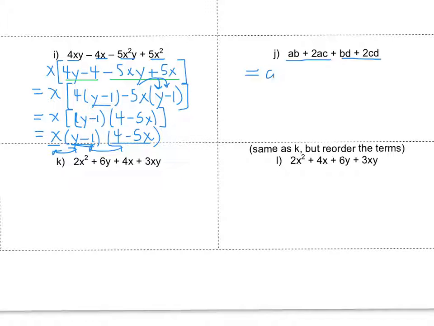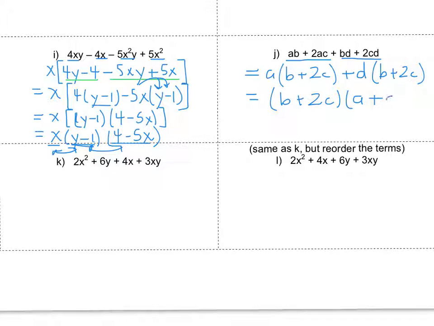Okay, so A is common to the first two. I'm going to have a B plus a 2C. Out of the second one, the D is common. I'm going to take a plus D, and then I would have a B plus 2C, which is the same as that first bracket. So B plus 2C is common to both parts, and then I would need to pick up an A and a plus D. So hopefully you're getting a little bit quicker at looking at things and finding what's common.